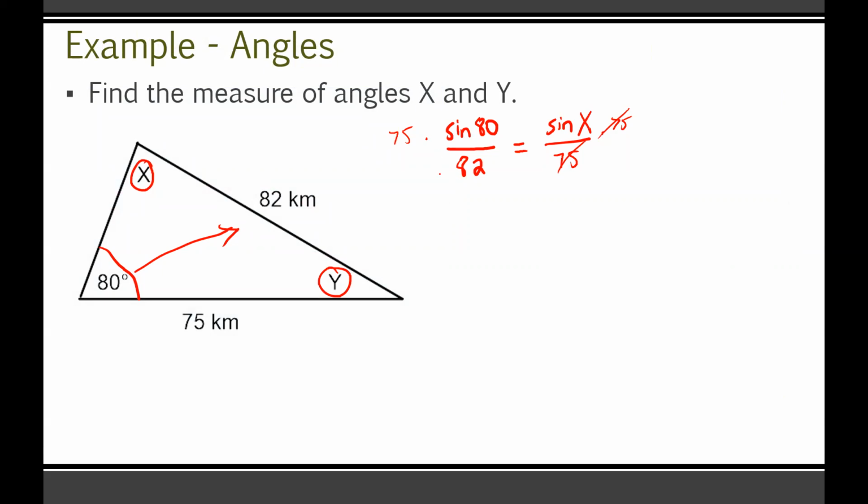Here's what happens. Every single time you're going to do this, you're going to get a really disgusting number. That's just the nature of trigonometry here. We're not dealing with exact values with sine law because ultimately we do need to round. But 75 times sine 80 over 82 in my calculator gives me 0.9007 and then a bunch of other decimals.